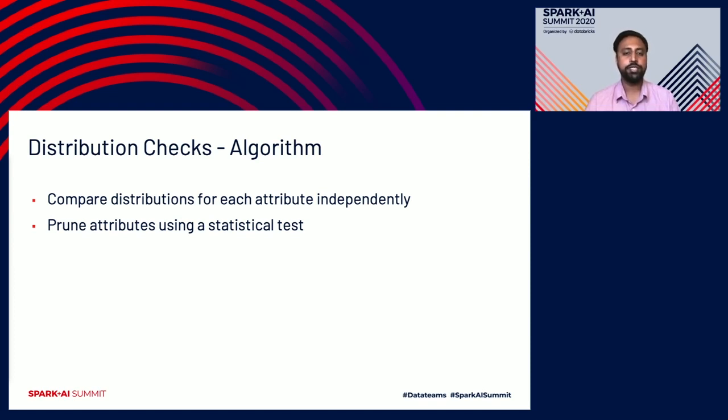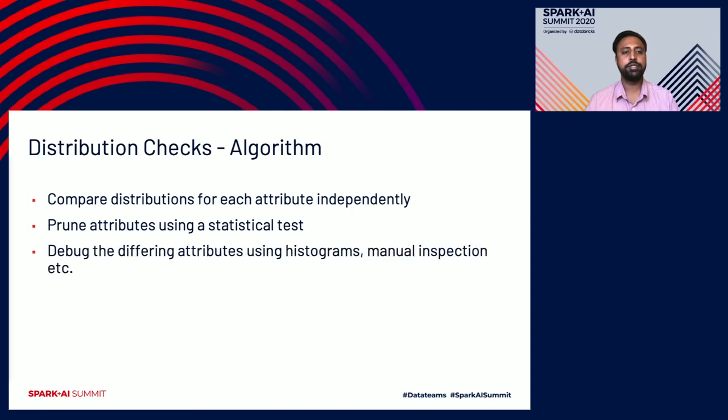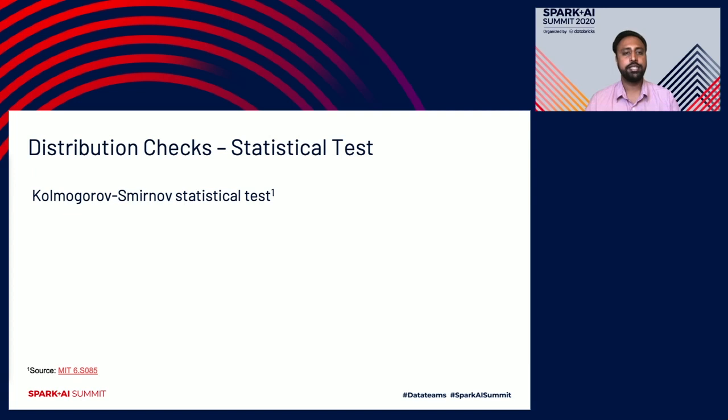We'll talk about what statistical test we can use for this. After pruning the list of attributes, you would arrive at a smaller list of attributes. Let's say you started off with 1,000, you applied a statistical test, and then you arrived at 10. Once you have a set of 10 attributes, you can manually inspect them using histograms or other techniques. So let's describe the statistical test in a little bit more detail.